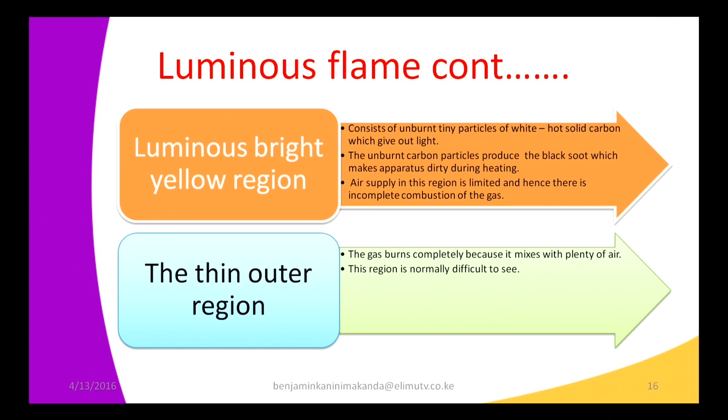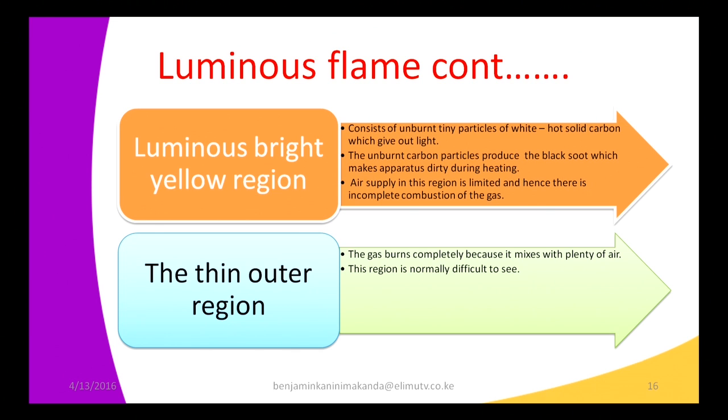Then we go to the other 2. We have the luminous bright yellow region, and you see from our presentation we have used the yellow color because the region is luminous bright yellow. It consists of unburnt tiny particles of white hot solid carbon which give out light because they glow. The unburnt carbon particles produce black soot which makes the apparatus dirty during heating, and therefore this flame is not suitable for heating because a lot of soot is produced. The air supply in this region is limited, and hence there is incomplete combustion of the gas at the luminous bright yellow region.